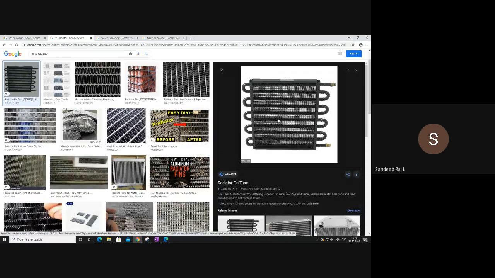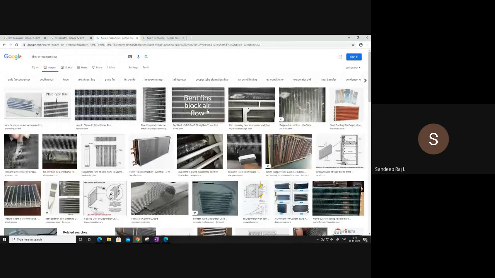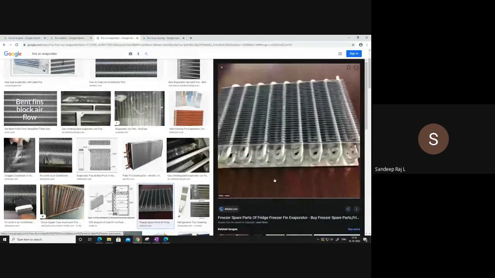So that the interaction with the air is increased and the heat transfer to the air is increased. And then this is the evaporator coil. Where will you get the evaporator? You will use evaporators in your air conditioners and in your refrigerators. You will be using these evaporator coils.